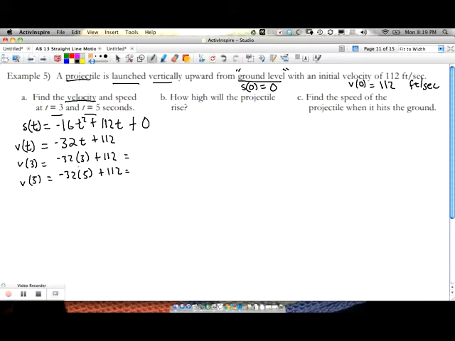So the first thing that I'm looking at is negative 32 times 3. That's negative 96 plus 112. That's going to be how much? So we add 4. That's going to be 16.